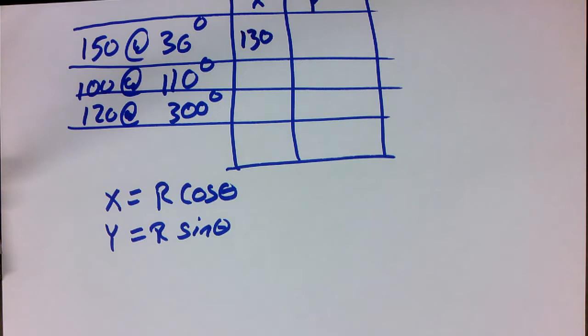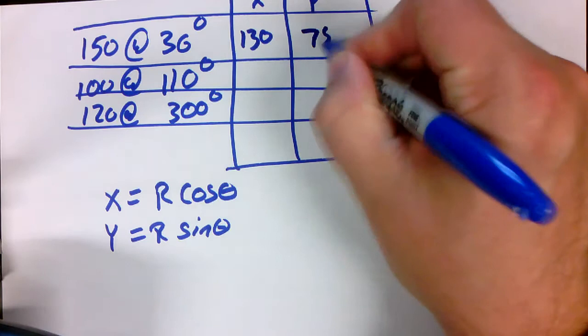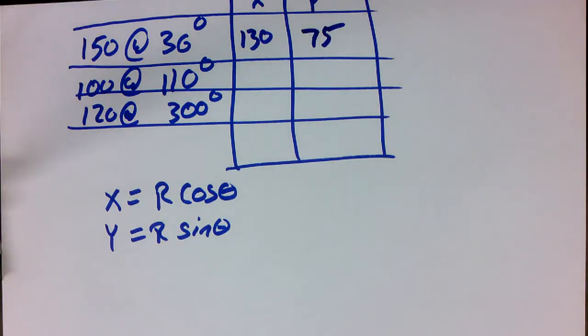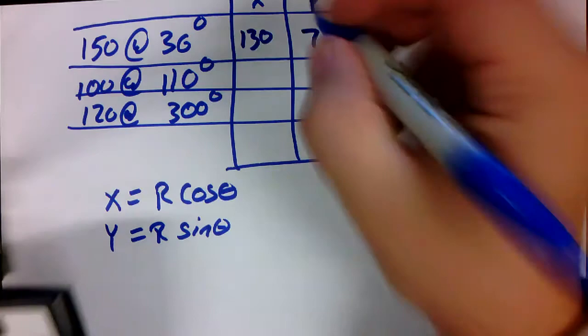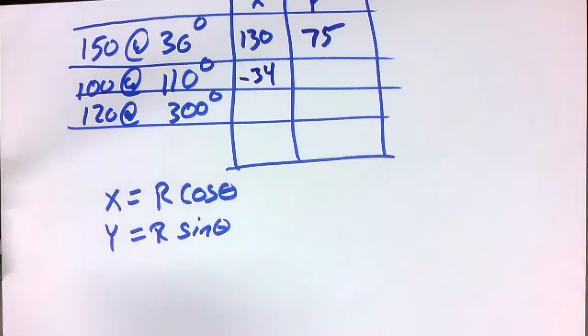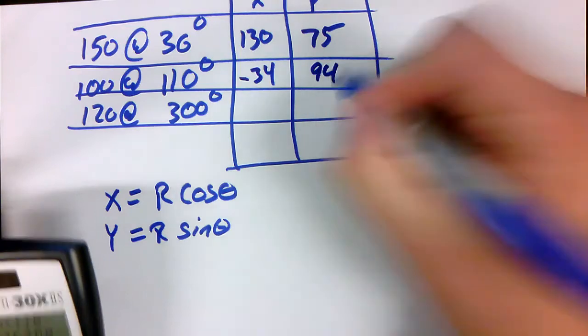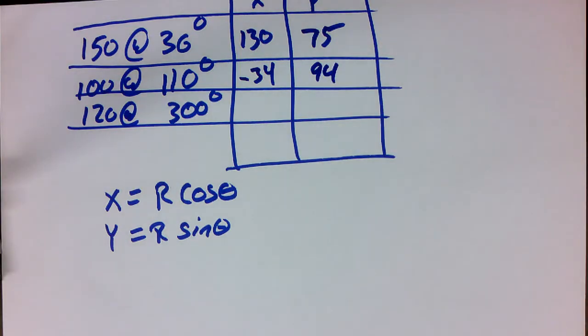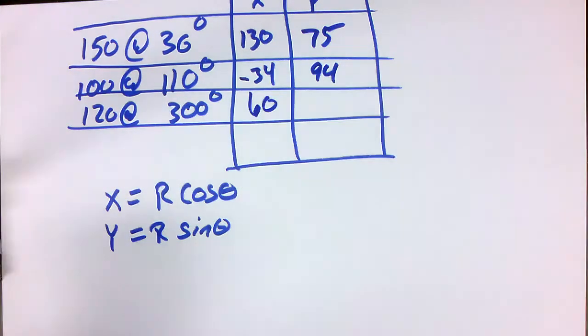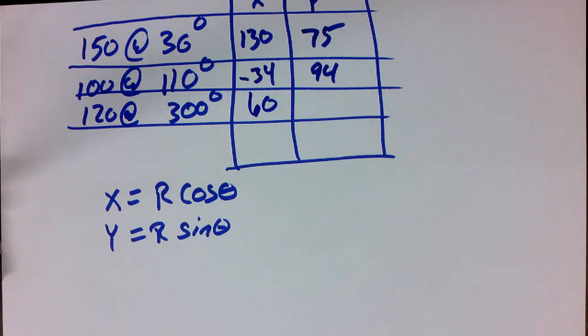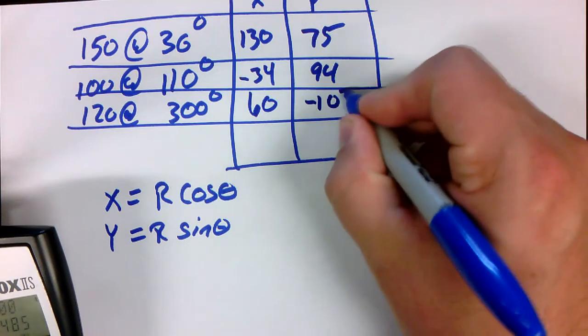So you have 150 cosine 30, 150 sine 30, which is just half, so that's 75. You have 100 cosine 110, which is going to be negative 34, and you have 100 sine 110, which is going to be 94, and then you have 120 cosine 300, which is 60, and then you have 120 sine 300, which is going to be negative 103.